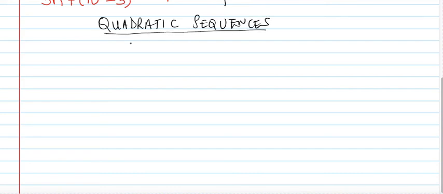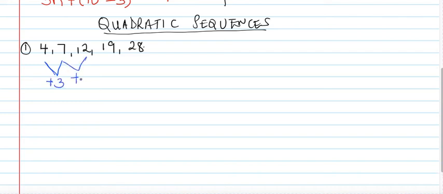We shall go directly to an example. 4, 7, 12, 19, 28. You can stop there. Now, like in the linear sequences, step 1 is to get the rule. So we shall see why they are called quadratic. Here is plus 3, this is plus 5, this is plus 7, and this is plus 9.